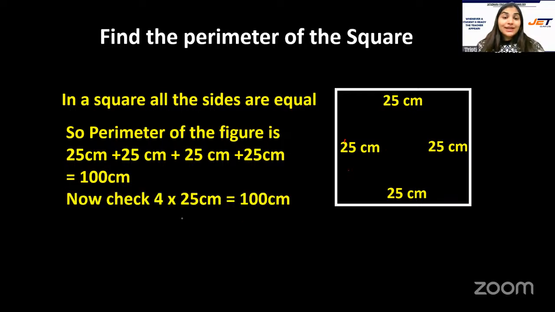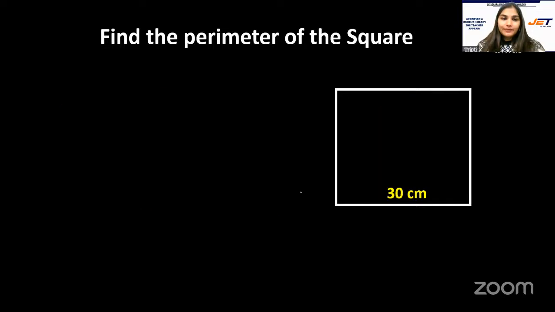Now you can also check it like 4 times 25. Instead of doing 25 plus 25 plus 25 plus 25, you can do 4 times 25, which is 100 centimeters. Both the answers are the same.